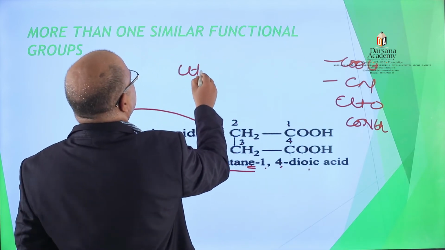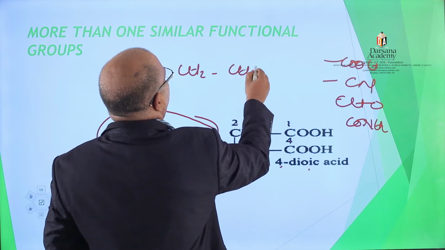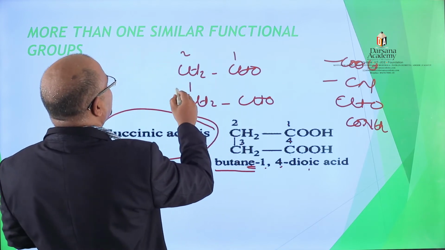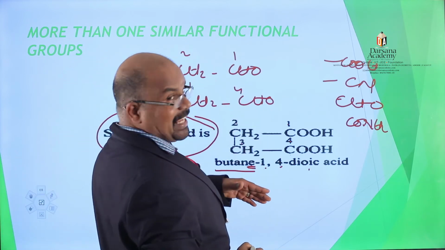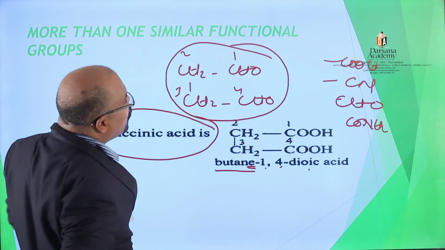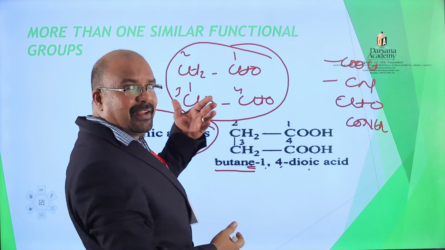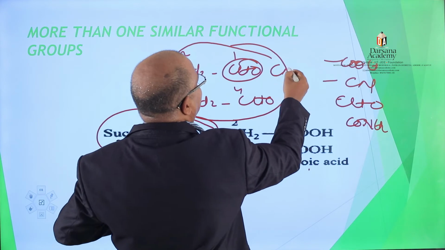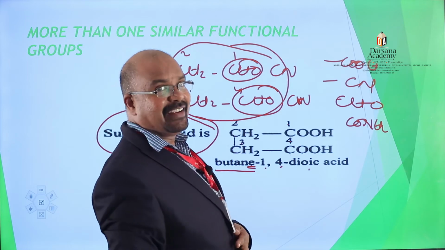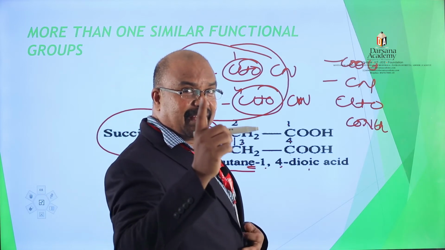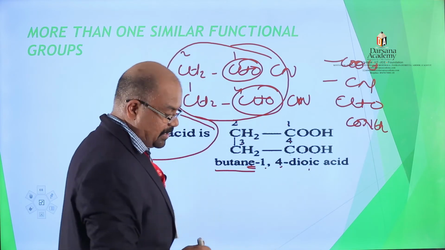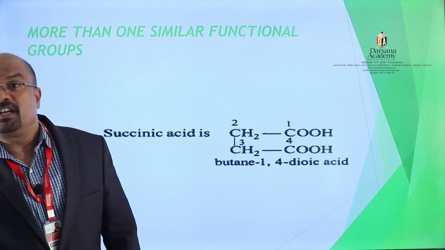The same way, CHO, then CH2, CH2, CHO. What is the name of this compound? 1, 2, 3. This is also a carbon-containing group, so we count this carbon. So the name of this compound is butane-1,4-dial. The same way, if cyanide is present, CN, there are also 4 carbons, butane, position 1,4-dinitrile. Clear? Okay. The next.